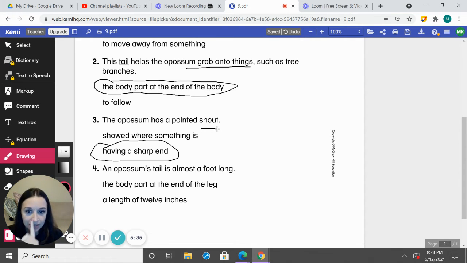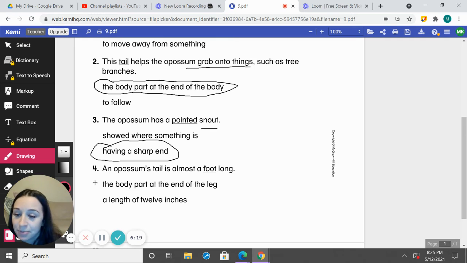So snout's like a nose, right? Does it make sense to show where something is when you're talking about a nose? Are you using your nose to point? Probably not, right? So it's saying that the opossum's snout is pointed. The nose is pointed. So that word snout helps me know that in this sentence, pointed is talking about having a sharp end. That multiple meaning word is pointed, but its meaning in this sentence is having a sharp end. Now, it could very easily, in another sentence, be talking about showed where something is. I pointed to the books, right? In that sentence, that's showing where something is, but not in this sentence.